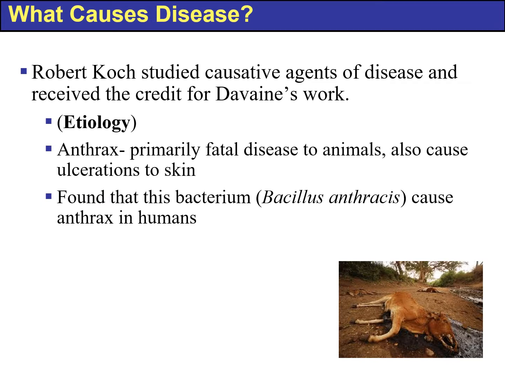He, however, did not win the credit for that experiment. Robert Koch did. So Robert Koch studied the causative agent of disease, and he received the credit for Davaine's work. What Koch ended up doing was discovering the etiology, what caused the original disease. So anthrax is primarily fatal to animals, but it can also cause ulcerations to the skin. This bacterium is called Bacillus anthracis, and this bacteria causes anthrax. So the etiology of anthrax is Bacillus anthracis.